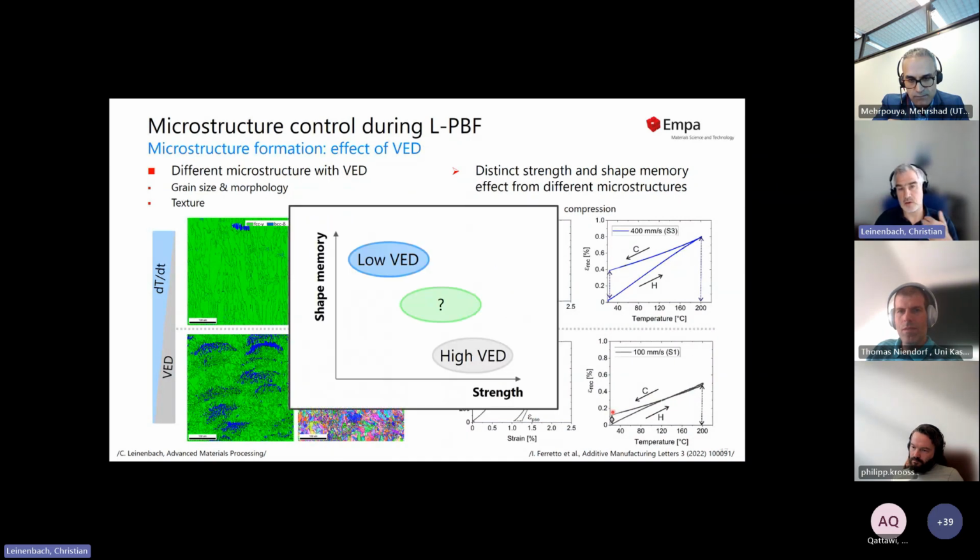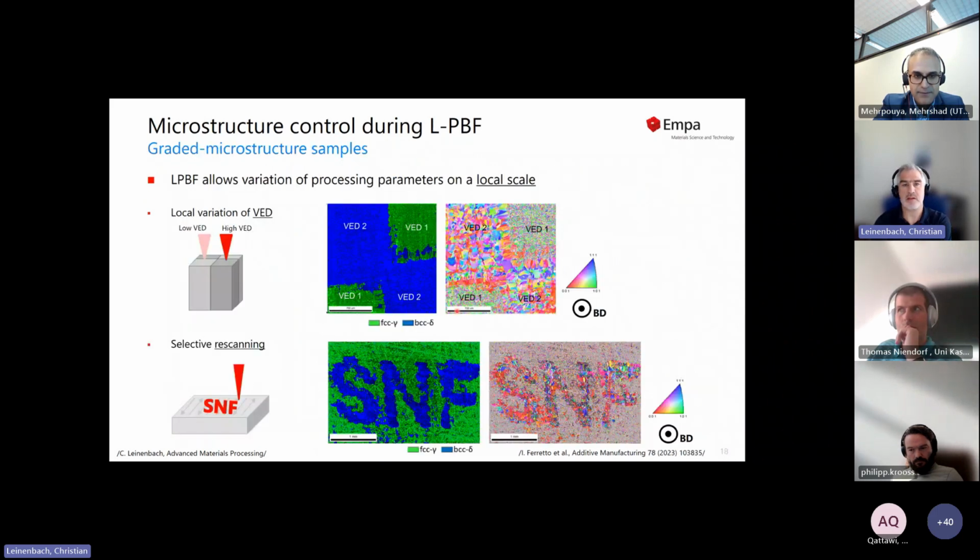And that led us to ask the question: apparently we can make shape memory alloys where we have good shape memory properties but lower strength, and we can make very strong materials but with less shape memory properties. Can we make something in between by playing with the parameters? We have two possibilities to play with the parameters. One is, as we did before, varying the laser processing parameters, so the volumetric energy density, laser power, and scan velocity in the first place.